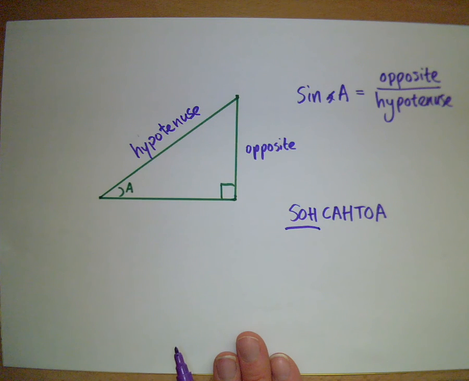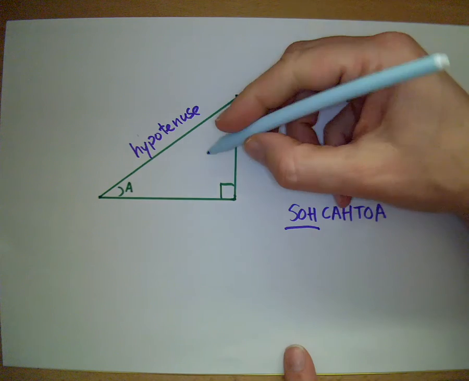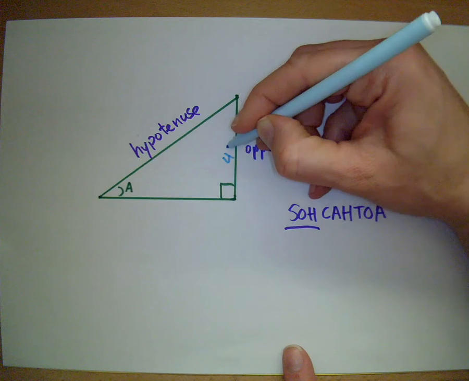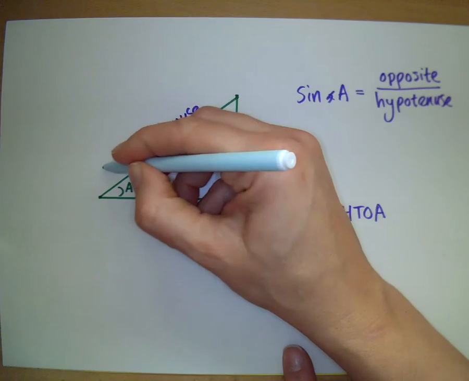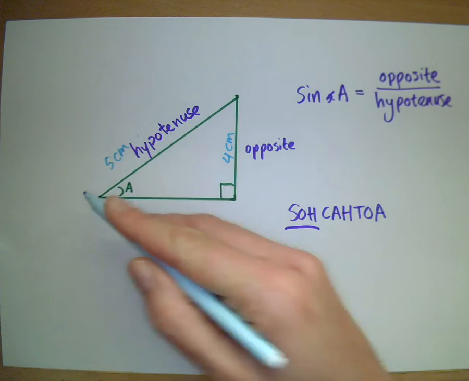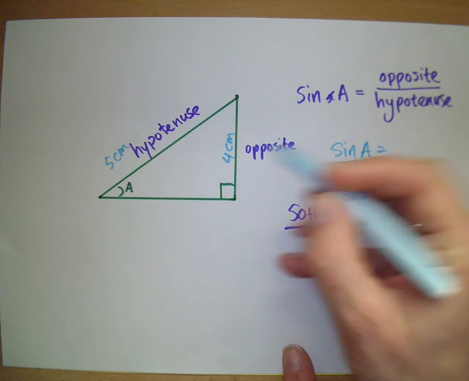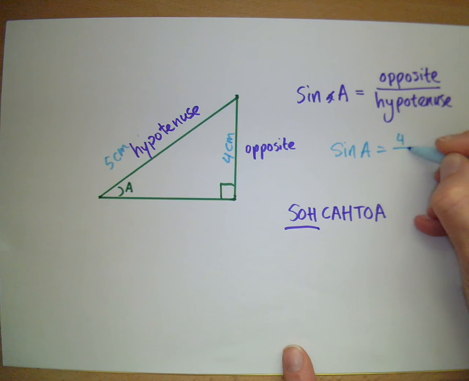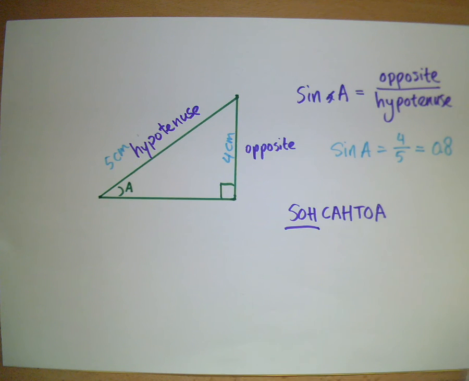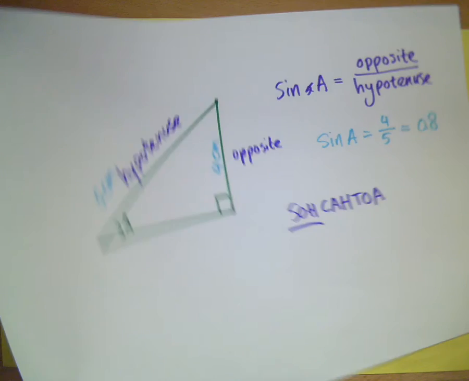So in the case of, let's say, this side is 4 centimeters and this side is 5 centimeters, then the sine of this angle, sine of A, would equal 4 divided by 5, or as a decimal, 0.8. That is something we already knew.